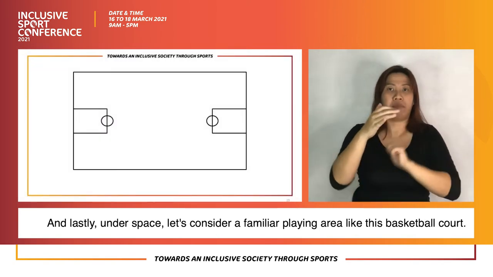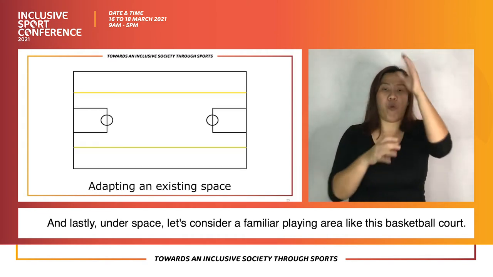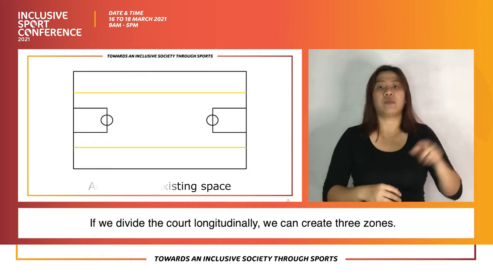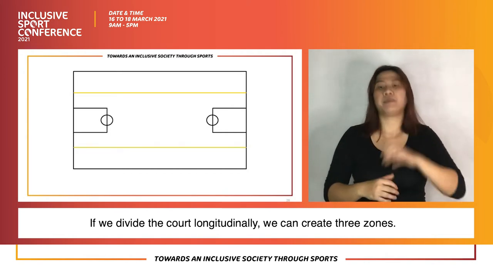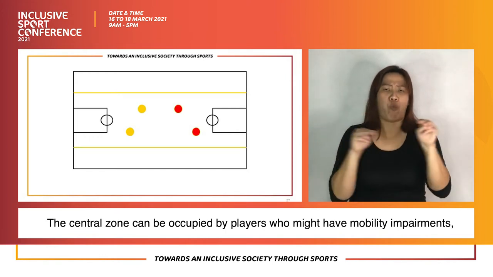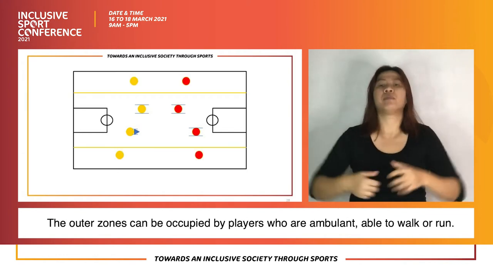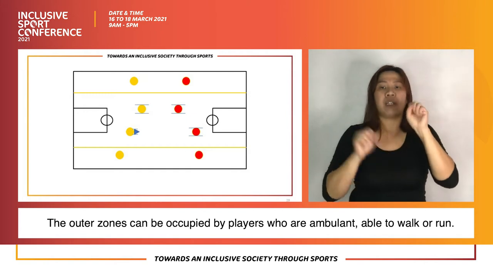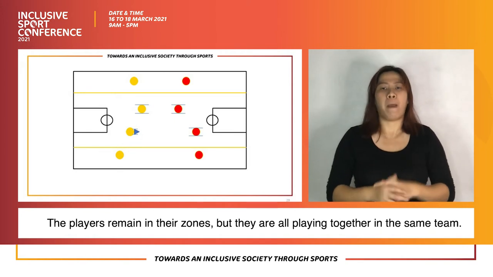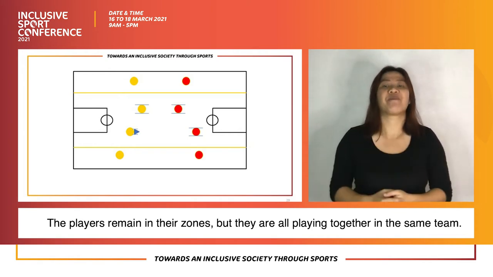And lastly, under space, let's consider a familiar playing area, like this basketball court. If we divide the court longitudinally, we can create 3 zones. The central zone can be occupied by players who might have mobility impairments, such as wheelchair users or those using sticks or frames. The outer zones can be occupied by players who are ambulant, able to walk or run. The players remain in their zones, but they are all playing together in the same team.